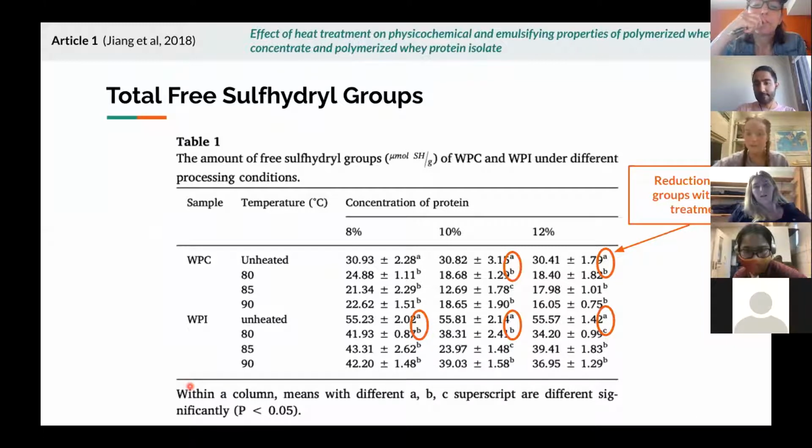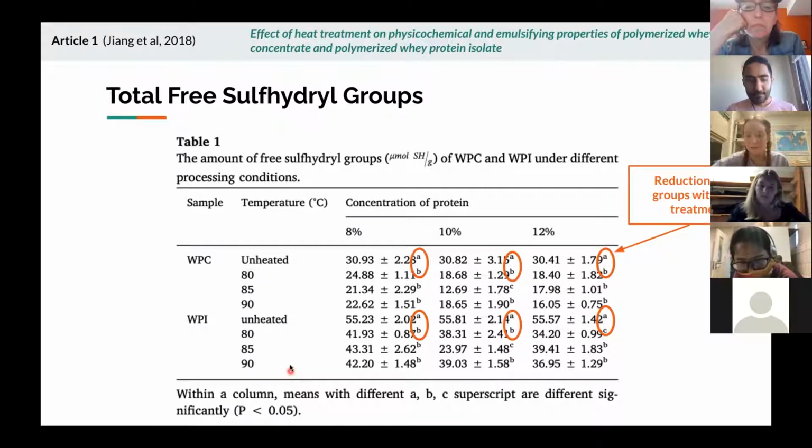Sulfhydryl groups of the native protein molecules are buried in the tertiary structure, and denaturation of protein will make these groups accessible for further reaction. The results here show that heat treatment resulted in a significant reduction in total free sulfhydryl groups of the whey proteins. And this reduction in the polymerized whey protein might be due to oxidation or conversion of sulfhydryl groups into disulfide bonds. No significant difference was shown between 85 and 90 degrees in some of the groups. And this could be because the degree of denaturation gradually increases with increasing temperature.